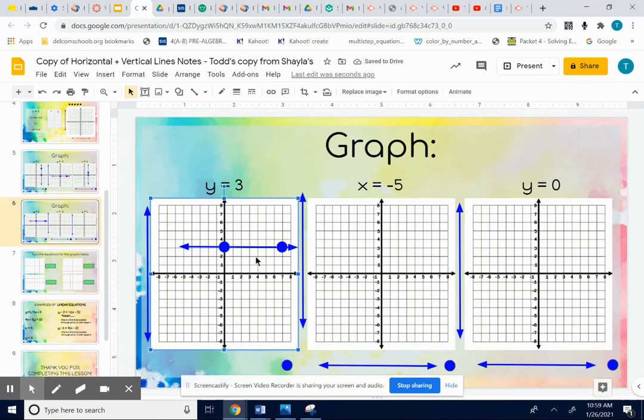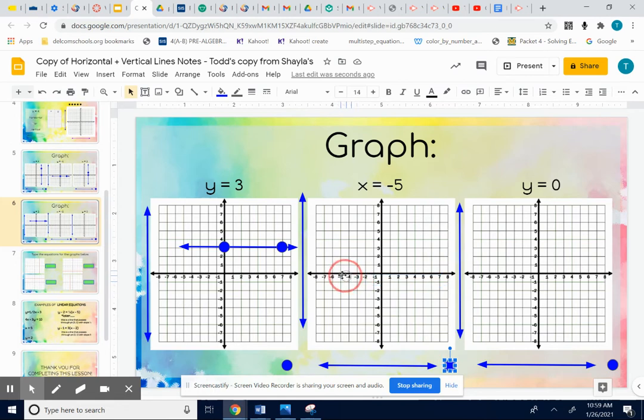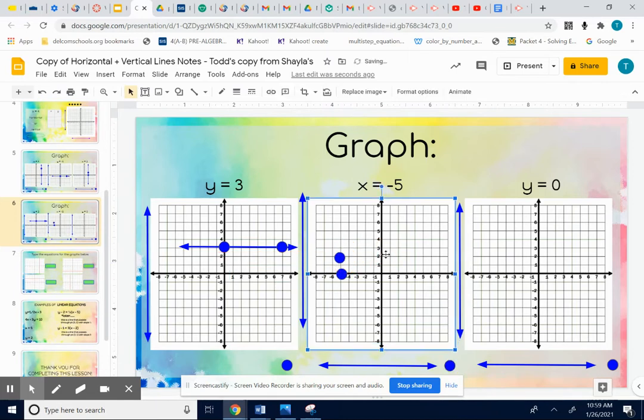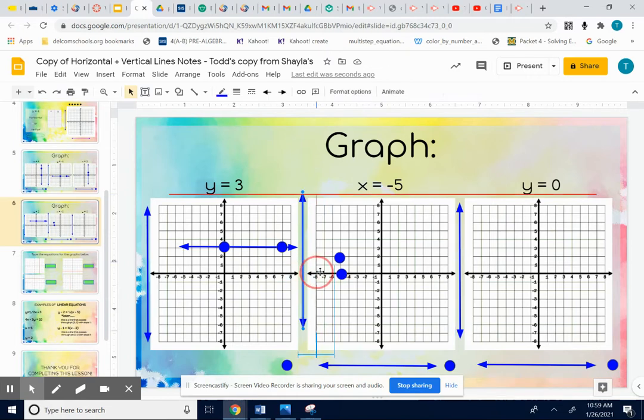Okay, x equals negative 5. Just think of points that have an x-coordinate of negative 5, like (-5, 0) and (-5, 2). It doesn't matter what points they are, just so they have an x-coordinate of negative 5. That's going to be a vertical line that's going through negative 5 on the x-axis.